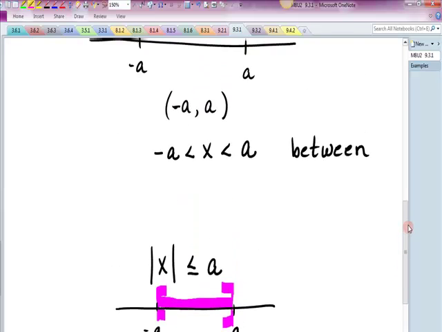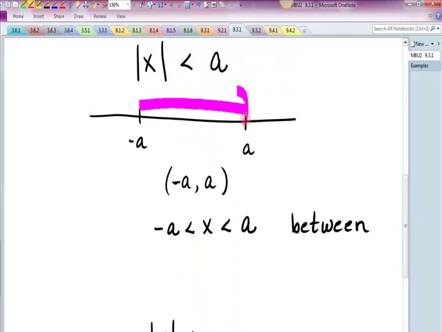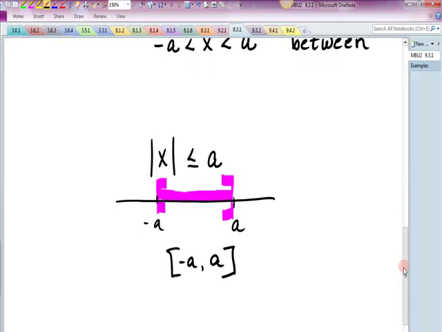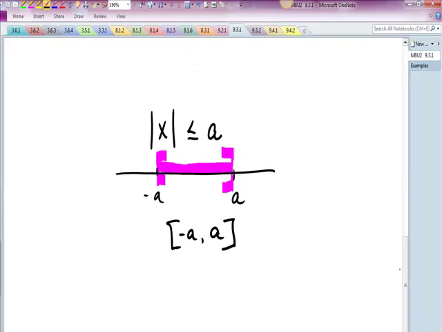And I didn't say this up here, I should have. This will be a parentheses, just like it is parentheses in the interval. Okay, so this interval will be from negative a to a, and it uses the brackets because a is a solution. And as an inequality, it will be negative a is less than or equal to x, which is less than or equal to a.